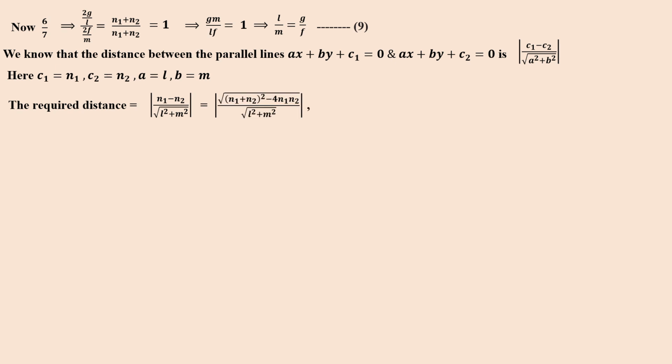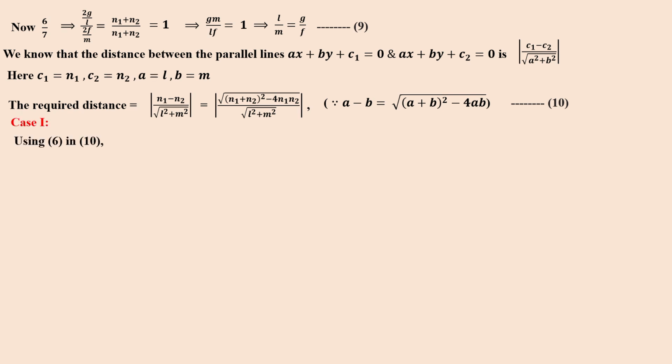Now n1 minus n2, like a minus b, can be written as the square root of (a plus b) whole square minus 4ab. So we are using that formula. n1 minus n2 can be written as root of (n1 plus n2) whole square minus 4 n1 n2, divided by the denominator root of L square plus m square. That is equation number 10.